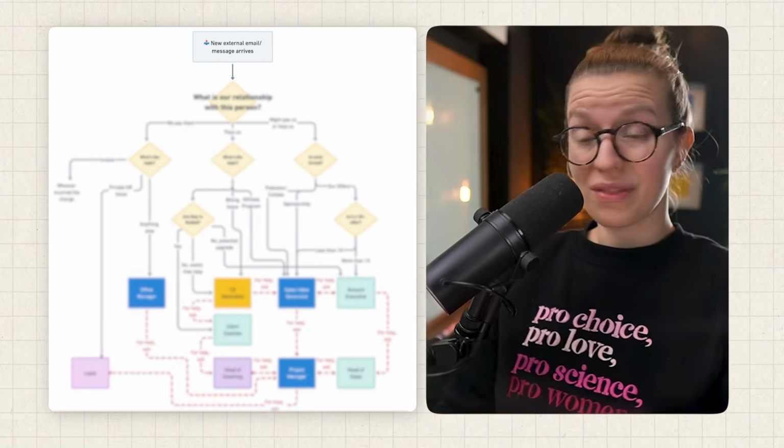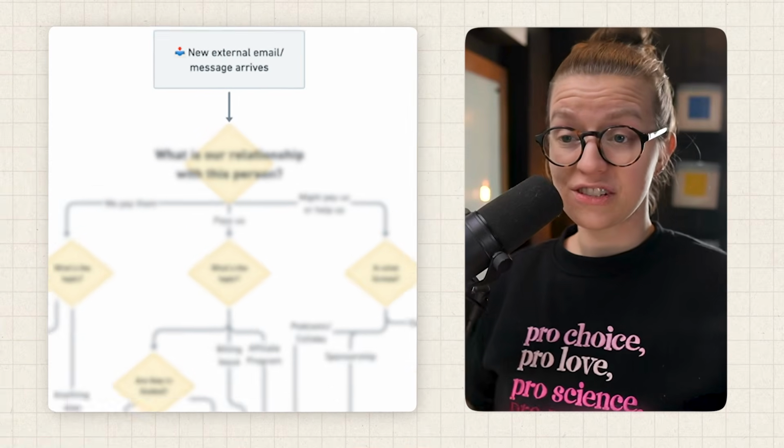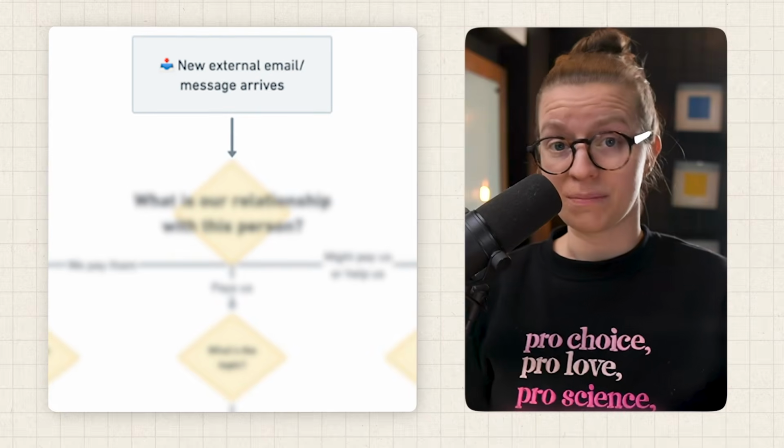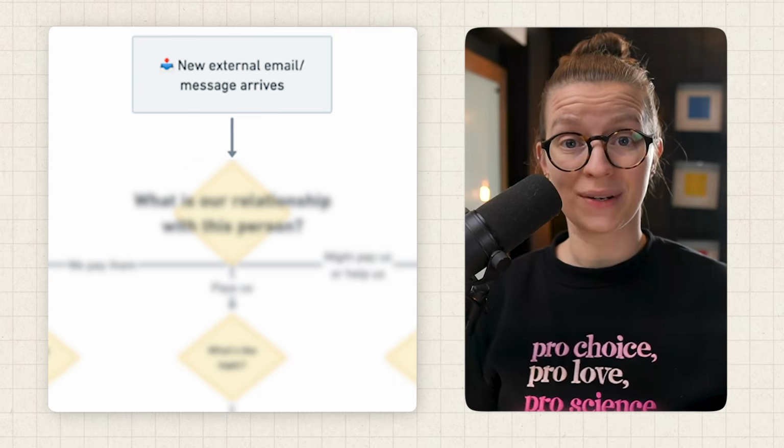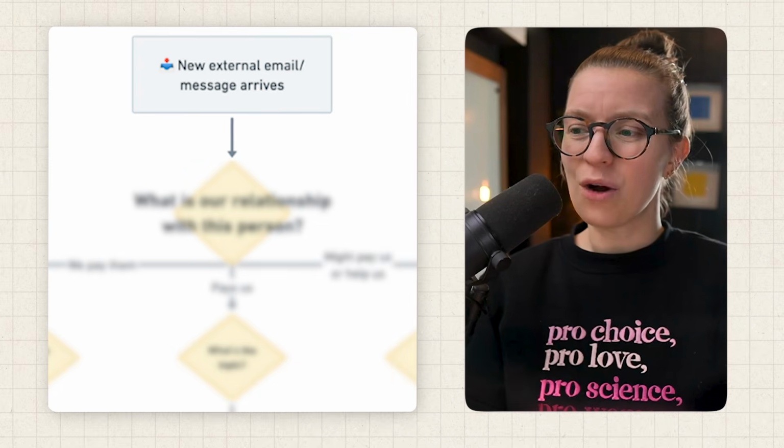So let's actually go through this decision tree here. The decision tree is for email inbox ownership. In other words, who is in charge of handling the emails and whose job is it to figure it out if things get confusing? From there, we ask a question.